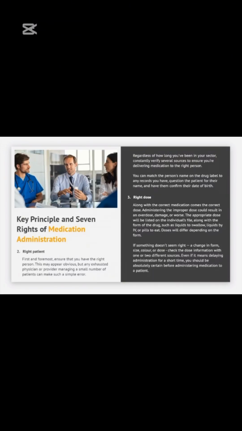3. Right dose. Along with the correct medication comes the correct dose. Administering the improper dose could result in an overdose, damage, or worse. The appropriate dose will be listed on the individual's file, along with the form of the drug, such as liquids to swallow, liquids by IV, or pills to eat. Doses will differ depending on the form. If something doesn't seem right, a change in form, size, color, or dose, check the dose information with 1 or 2 different sources. Even if it means delaying administration for a short time, you should be absolutely certain before administering medication to a patient.